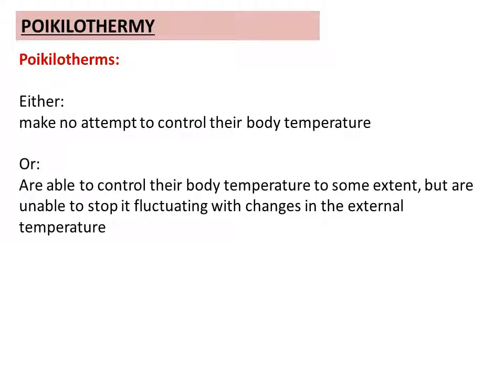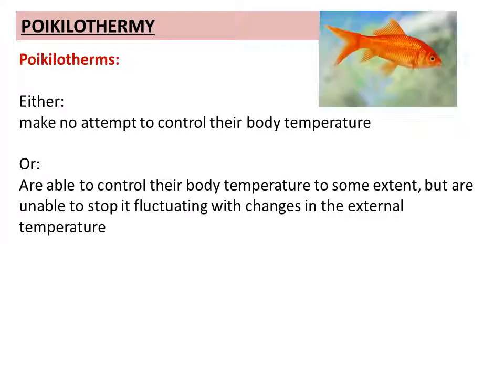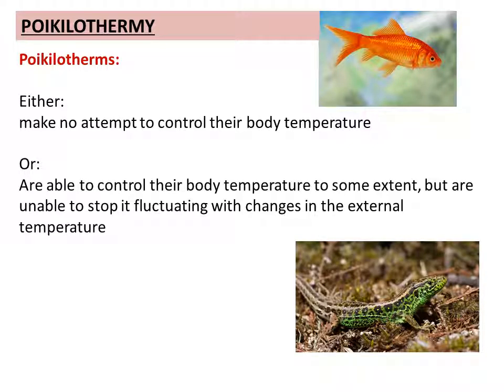So starting with poikilothermy, poikilotherms are organisms which make no attempt to control their internal body temperature. Or the other possibility is that they do control their body temperature to some kind of limited extent, but aren't able to stop it fluctuating as the environment around them changes. Examples of this would include fish, some lizards, insects, most things which are invertebrates would be poikilotherms.